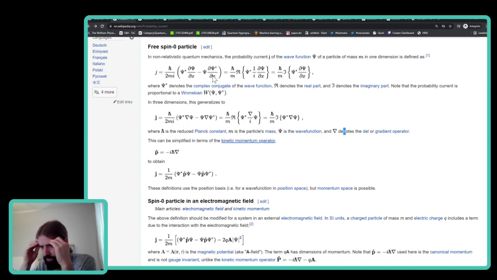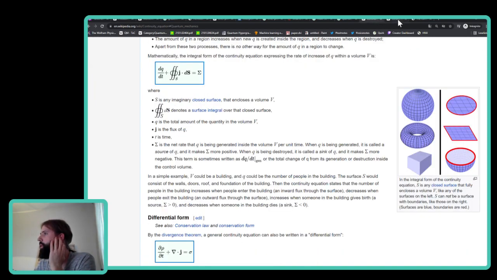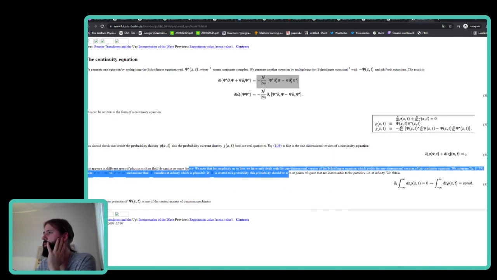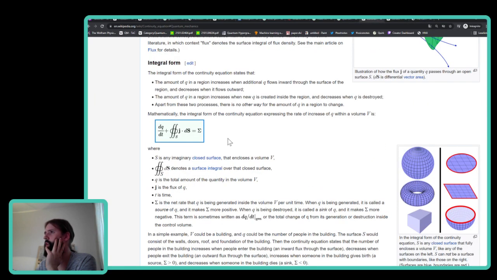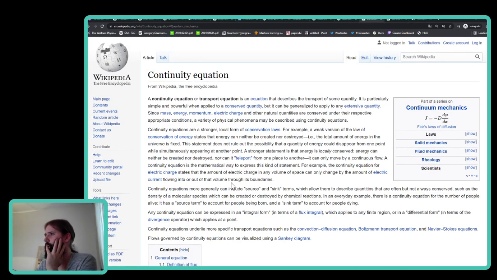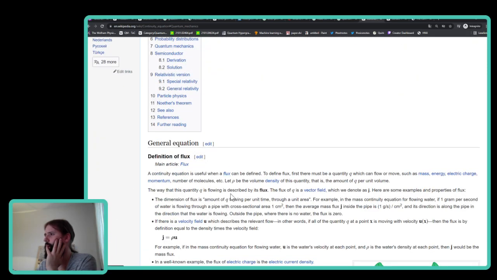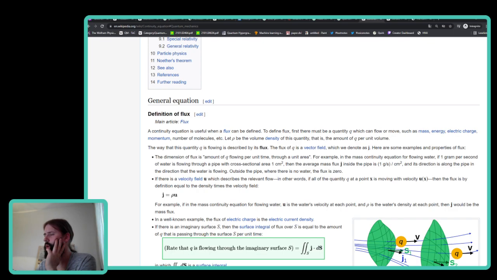So essentially, the probability is like how much of something is flowing through that something, right? So I understand you have to do the derivative because you want to calculate the velocity, and that's what we found, and I don't know if I can get to that explanation. Here, yeah. So there's a quantity Q, which is the probability, and then you multiply that probability by the speed, right?